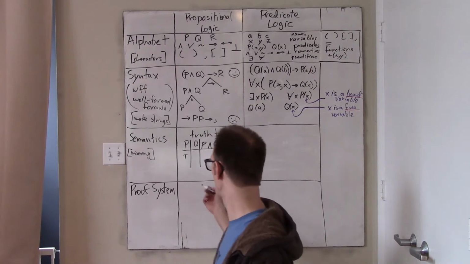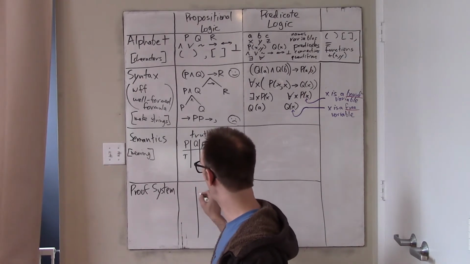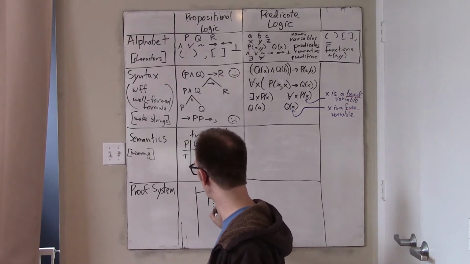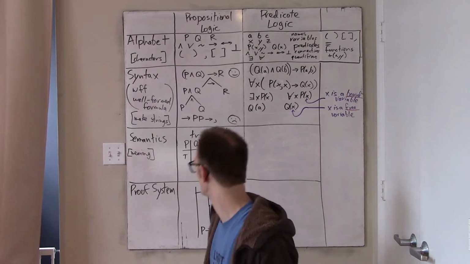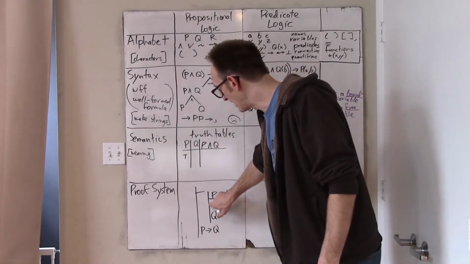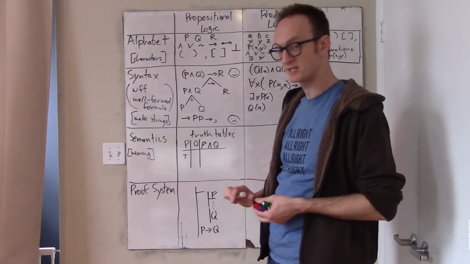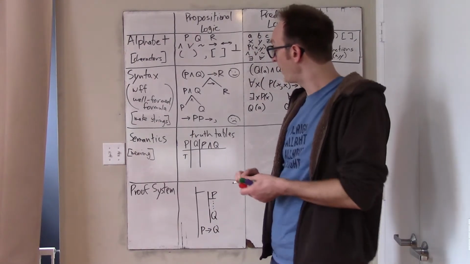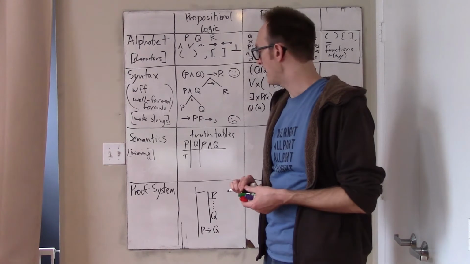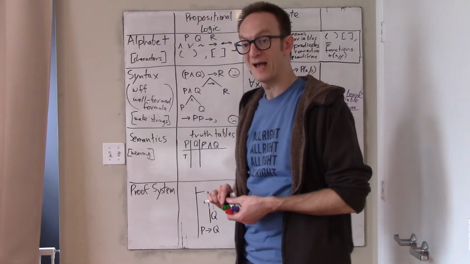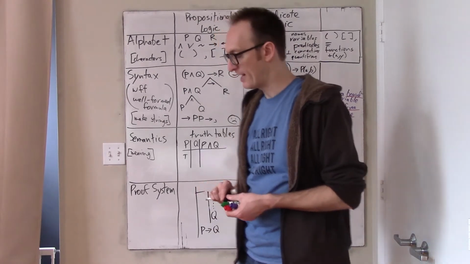And we spent weeks now proving things in the Fitch-style proof system, and that's what the Fitch-style proof system is. It is a system with its own precise syntax and rules, which, if you follow those rules, will generate valid arguments.